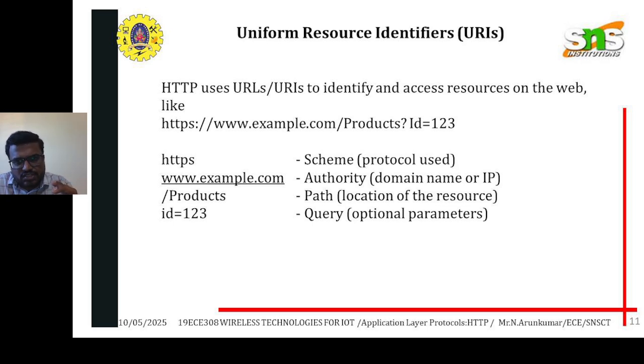So these are some steps to be followed in HTTP. Initially, when we type any website, these are all the steps. First, HTTP is the scheme protocol used, and example.com is the authority domain name, which we give here. The next one is products: the concerned location or path has to be identified by using this slash products. And the next one is the ID number, which is a decimal number.